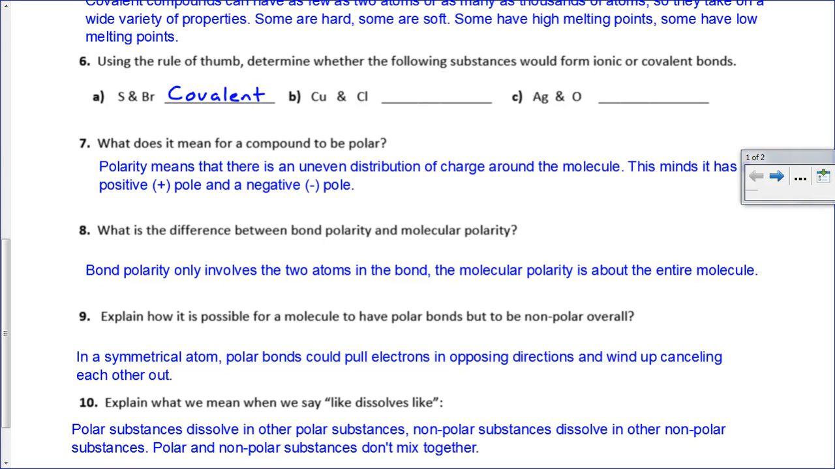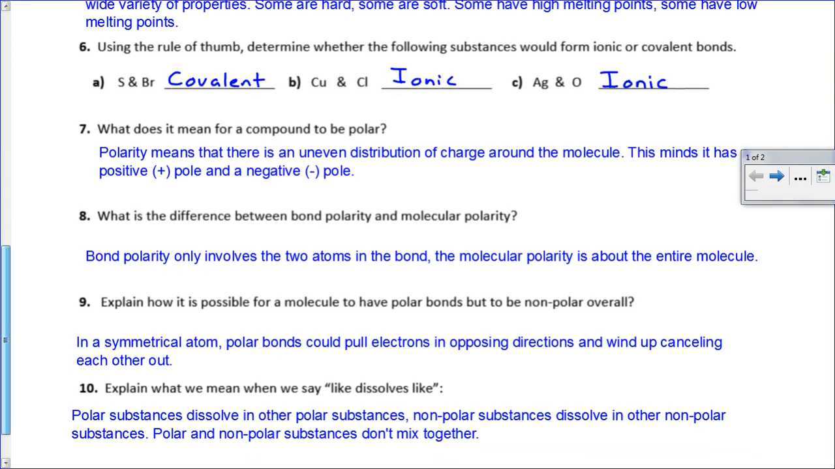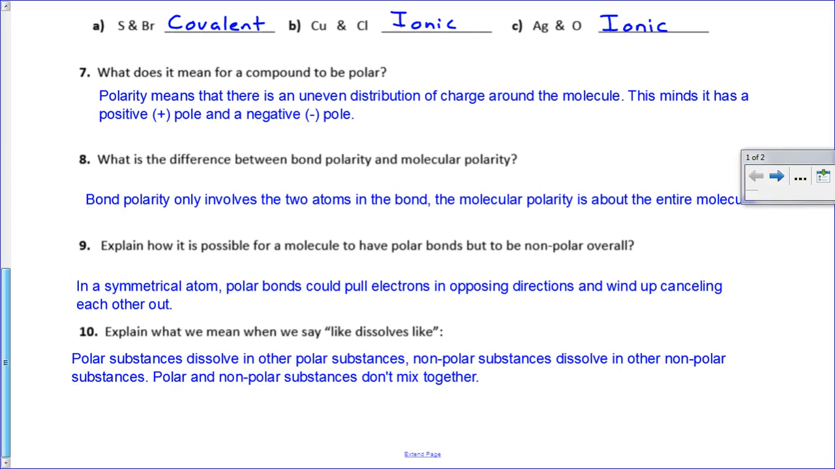For Cu and Cl, copper is a metal, chlorine is a nonmetal, so that's going to make an ionic bond. AgNO, silver is a metal, oxygen is a nonmetal, so this is also ionic. All right, then as I said, you can just look over the rest of these questions here and write them down. Ask me if you have any questions about them after you get done with that.